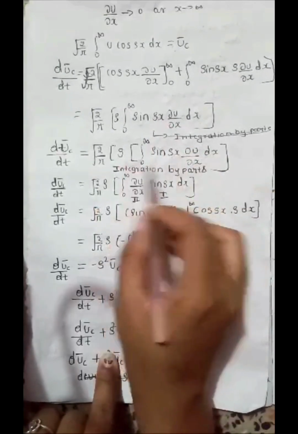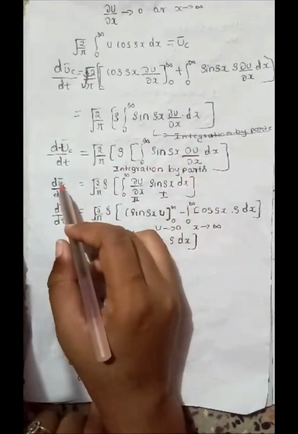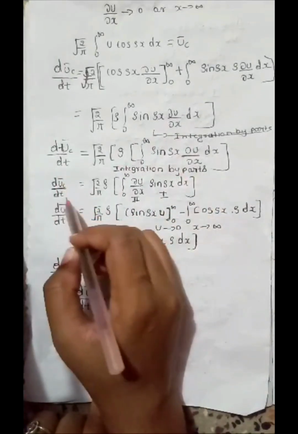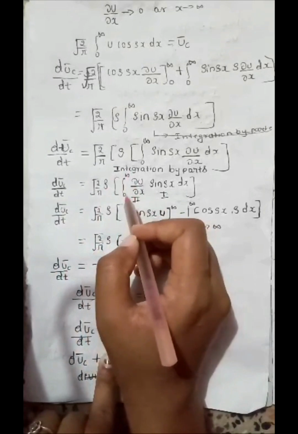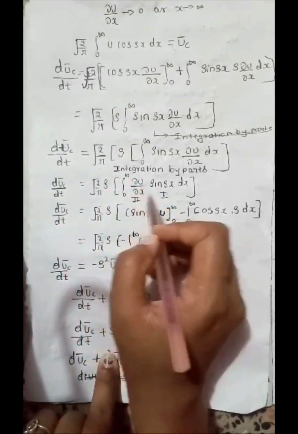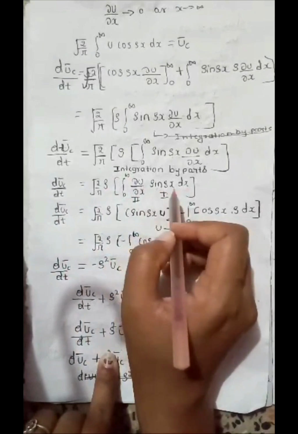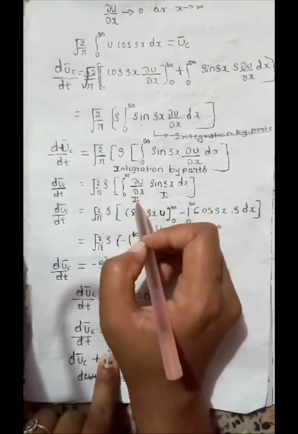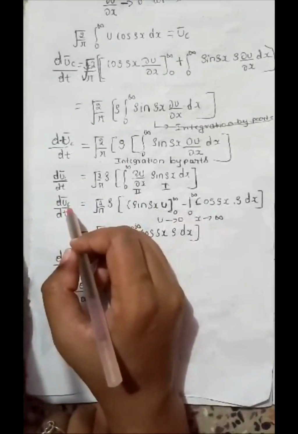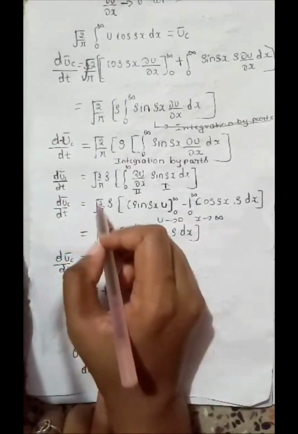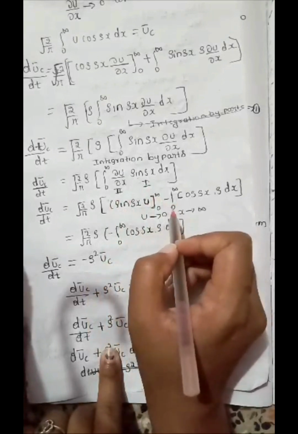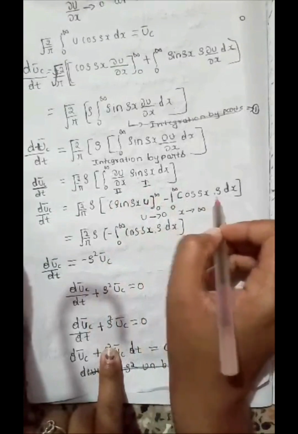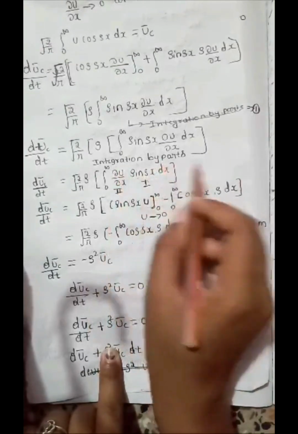So we have to take the integration by parts. So du bar c divided by dt will be equal to square root of 2 by pi s, into 0 to infinity dou u by dou x sin sx into dx. Here sin sx is the first function and dou u by dou x is the second function. So du bar c divided by dt will be equal to square root of 2 by pi s into, we will get sin sx u from 0 to infinity minus 0 to infinity cos sx into s into dx after applying the integration by parts.